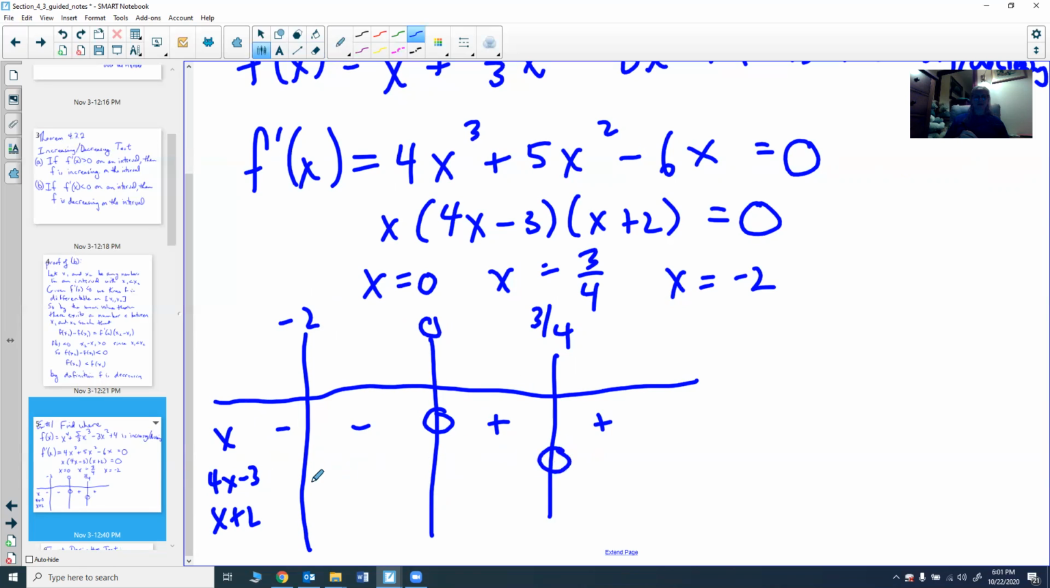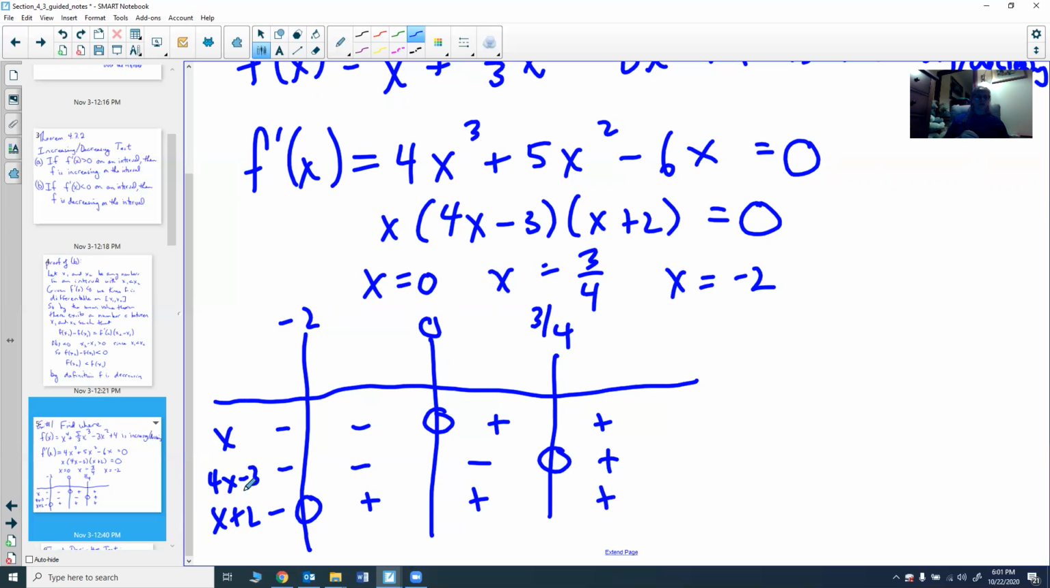If you take numbers less than 3/4, like 0, you're going to get a negative number. So all the time less than 3/4, you're going to get negative numbers. Bigger than 3/4, you're going to get a positive number. X plus 2 was 0 at -2. If you take a number less than that, you're going to get a negative number. If you take a number bigger than that, you're going to get a positive number.